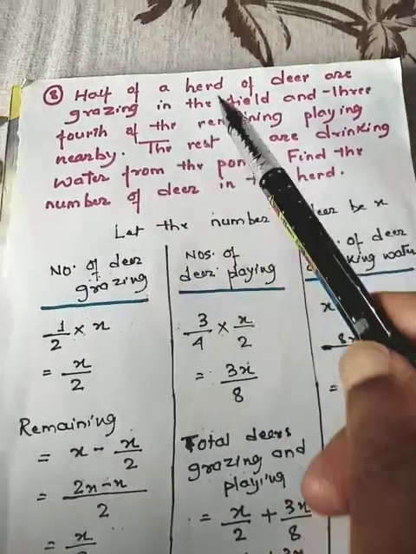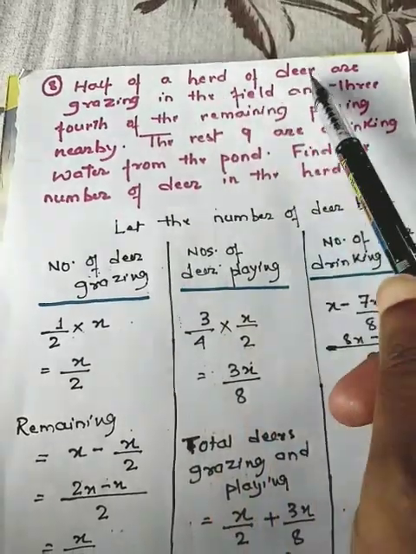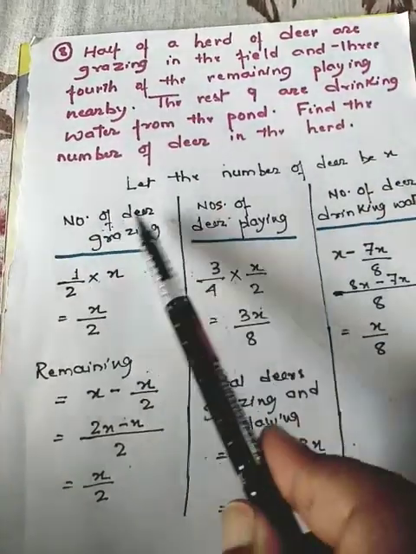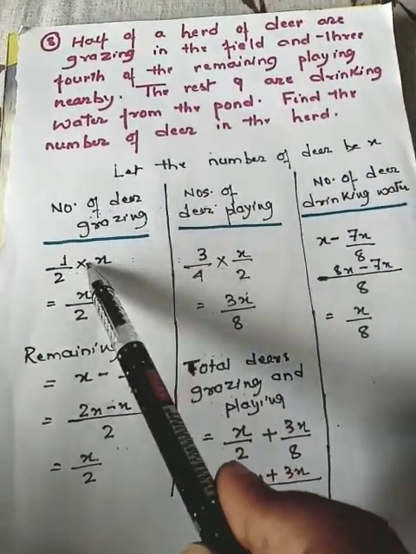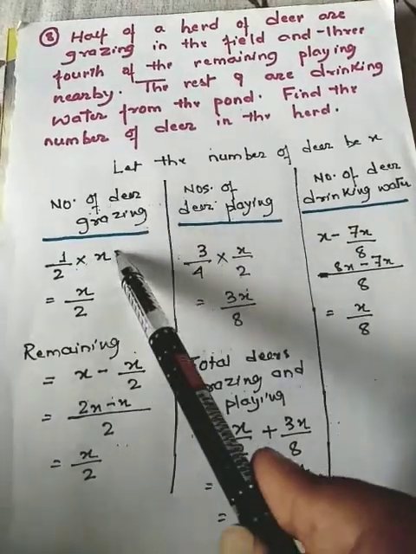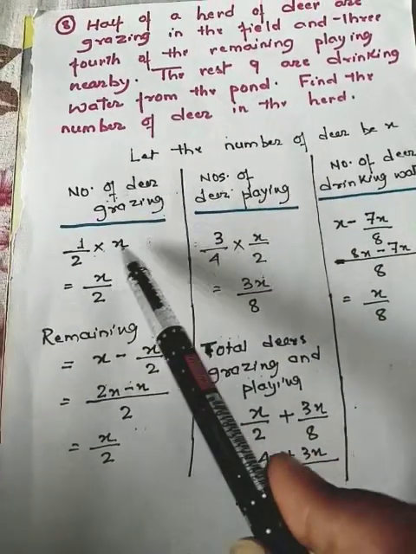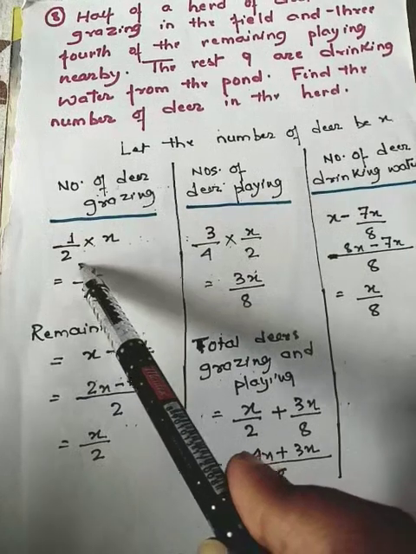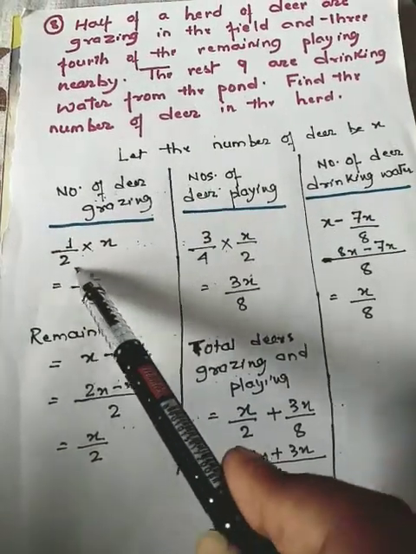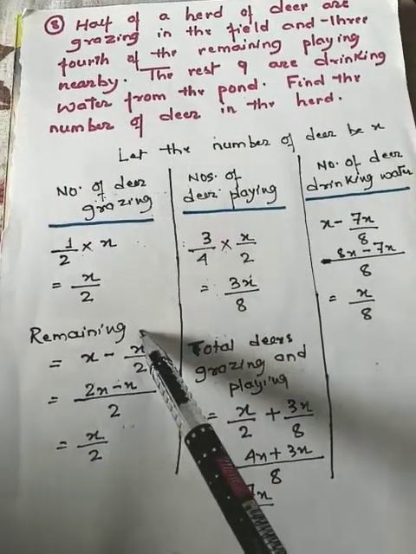Now the first part: half of the herd were grazing. So the number of deer grazing is what? Half of the total number. So half of the total number is half into x. If you multiply it, it will come x by 2. So this much of deer were grazing.